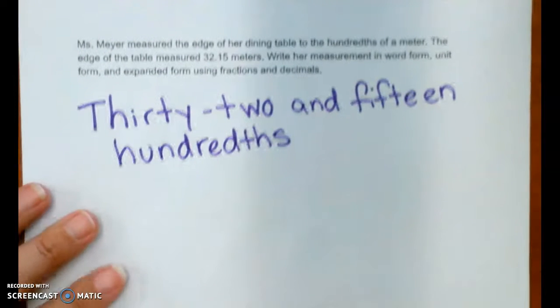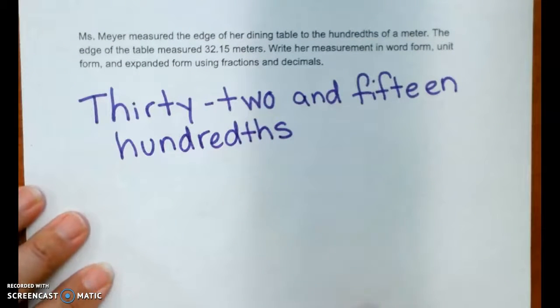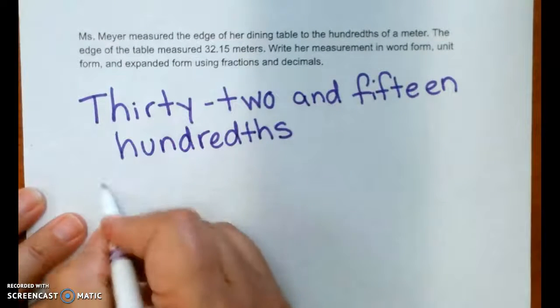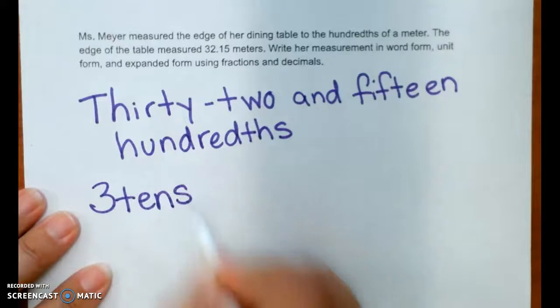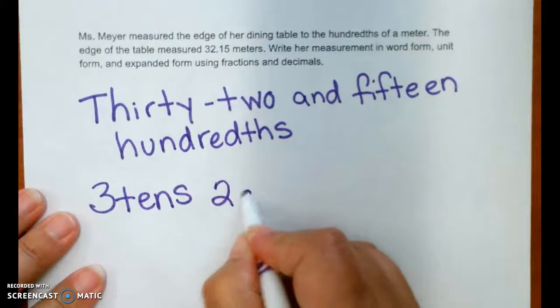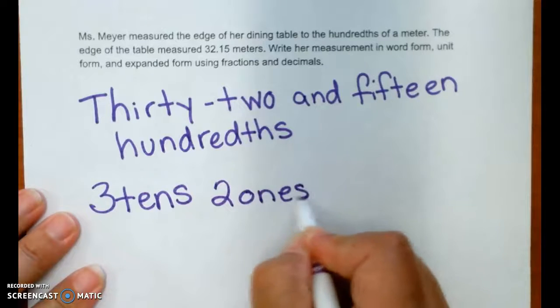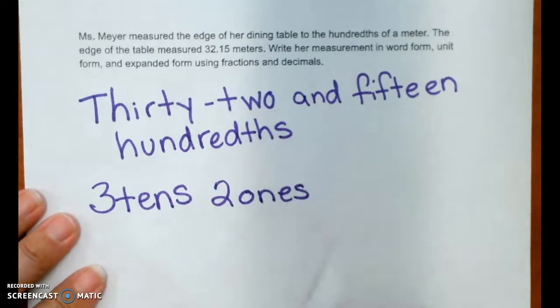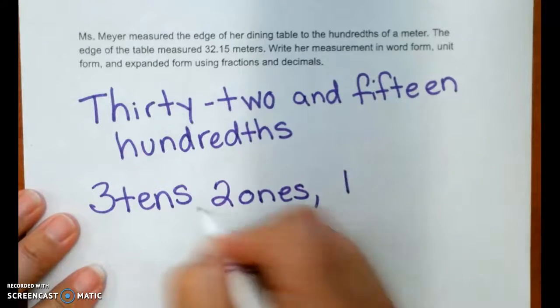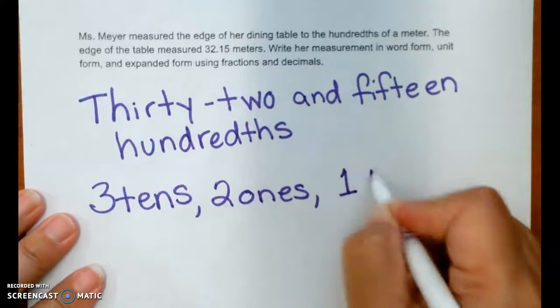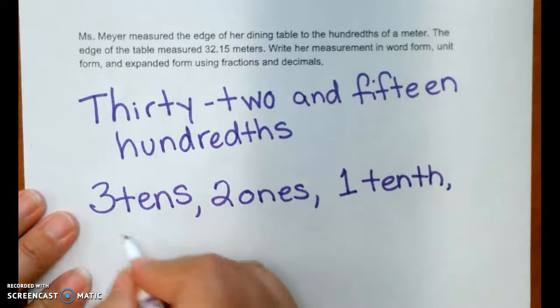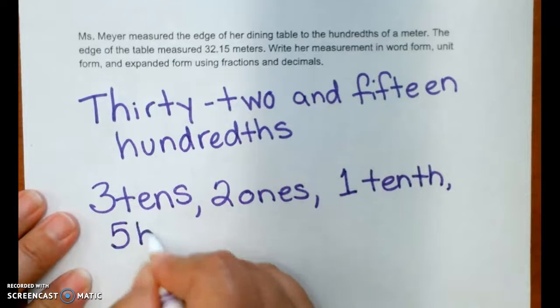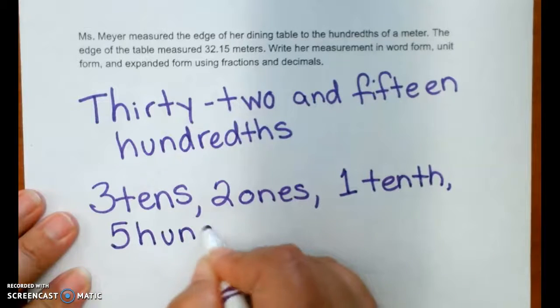Now, unit form. How many tens do I have in 32? I have 3 tens. How many ones do I have? 2 ones. How many tenths do I have? 1 tenth. And I have 5 hundredths.